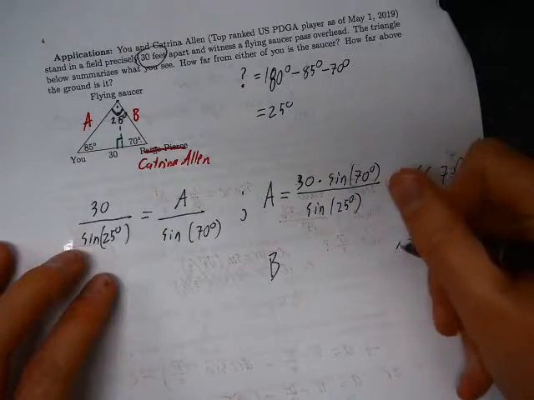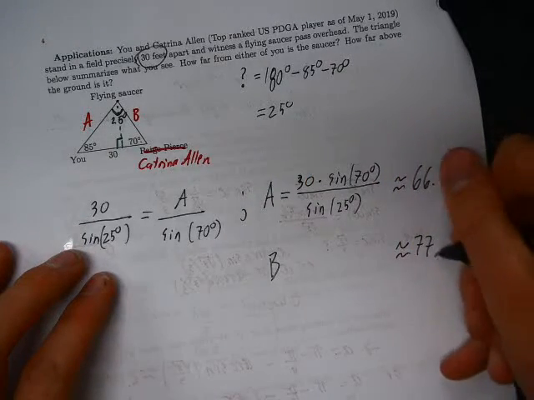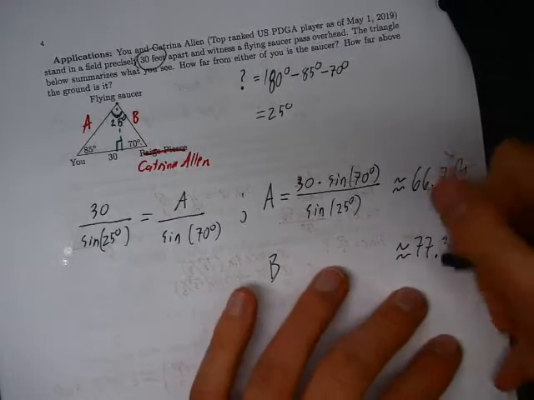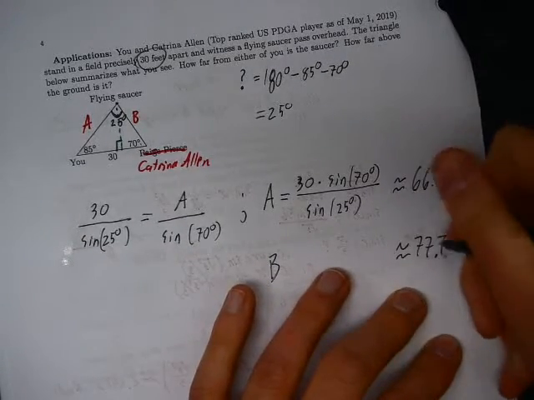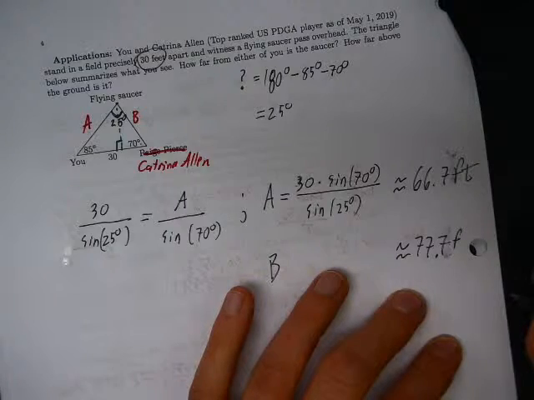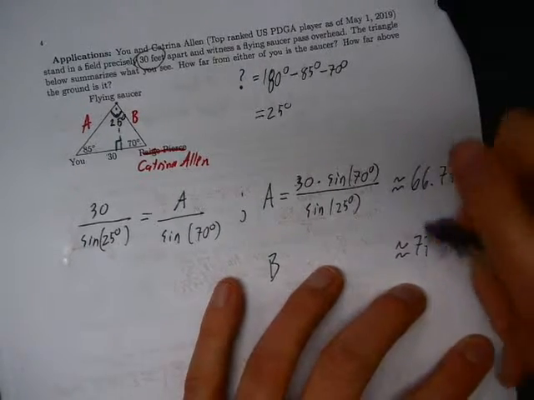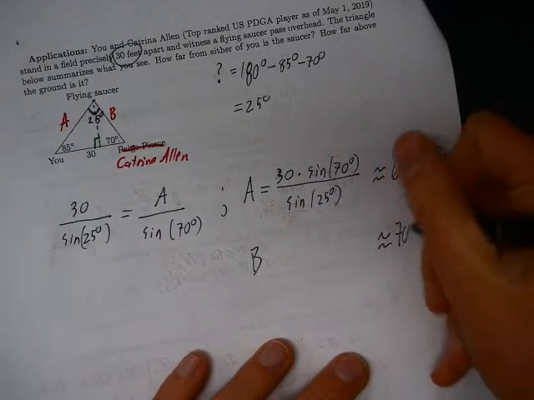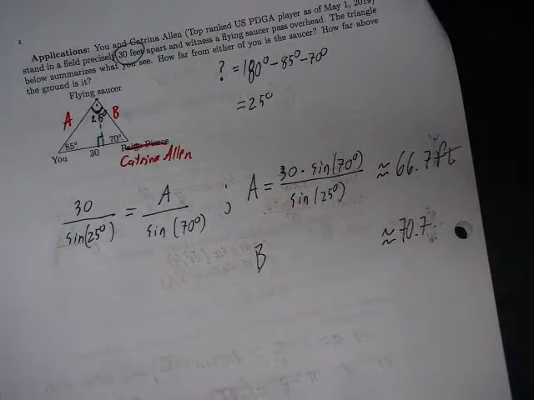B is approximately 77.3. 0.72. Okay, so I'm going to just go to that many decimal places. I'm mishearing you entirely. 70.7. Okay. Sorry, listening is difficult. So that's an approximate answer.